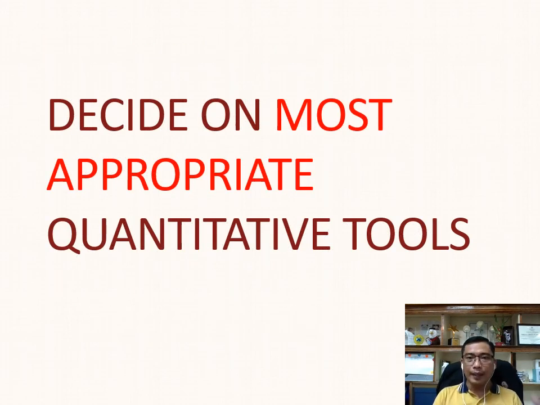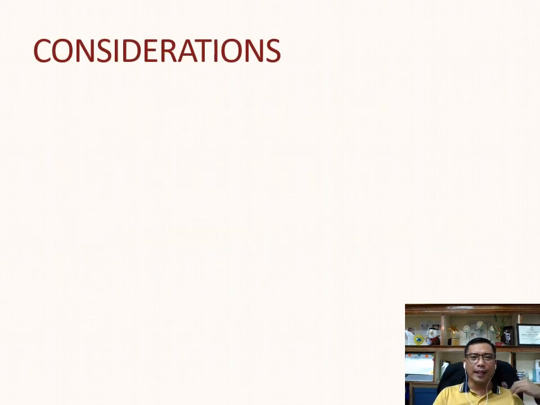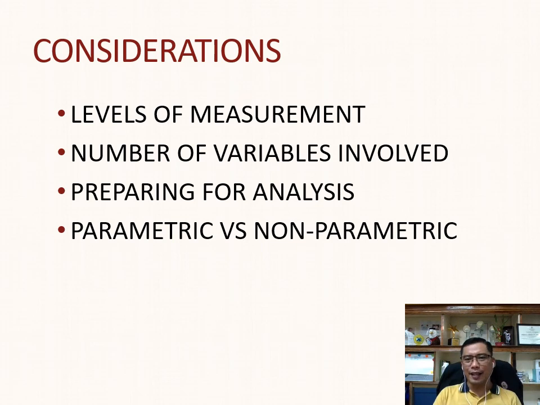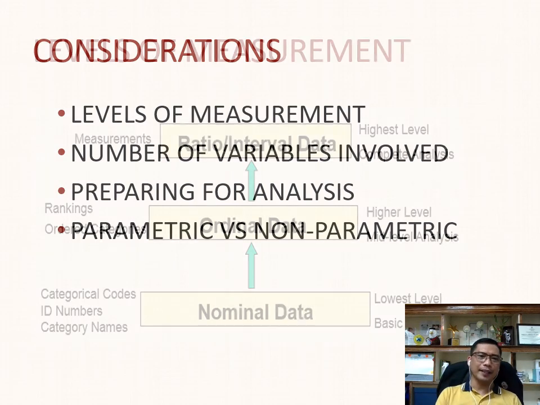Now, regarding the decision, how would I choose the most appropriate quantitative tool for my study? What are the other considerations? The level of measurement, how many variables are involved, and how the data are being prepared and forwarded to you. If you are the statistician, if you are the researcher, how you prepare the data for encoding for data analysis, and whether it's parametric or non-parametric.